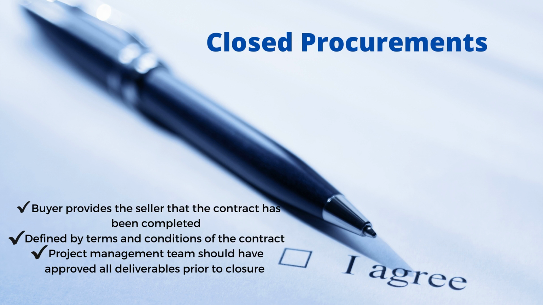For the closed procurements, we have the buyer, who usually through its authorized procurement administrator provides the seller with formal written notice that the contract has been completed. Requirements for formal procurement closure are usually defined in the terms and conditions of the contract and are included in the procurement management plan. Typically, all deliverables should have been provided on time and meet technical and quality requirements. There should be no outstanding claims or invoices, and all final payments should have been made. The project management team should have approved all deliverables prior to closure. This concludes the 3 phases of procurement management.